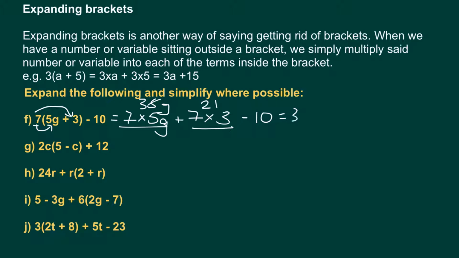So we have 35g plus 21 minus 10. So we know that the 21 and the 10 are like terms. So all we have to do now is 35g, 21 minus 10 is simply plus 11. So that is the process of expanding as well as simplifying an expression. Let's work our way through the other 4 examples now.